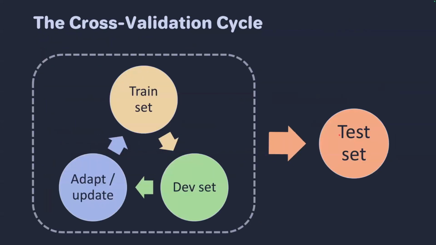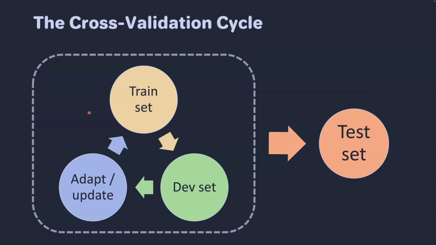So this is how it looks. This is the cross-validation cycle. You train, you use your dev set to validate, you adapt or update your architecture, your model, your hyperparameters. You train again, you test on the dev set. If you like it, fine. If you don't, then you adapt, you update, you train again, and so on. And when you're satisfied with the output of this cycle, then you go and test on a test set.